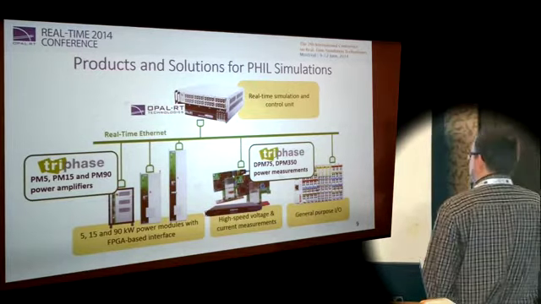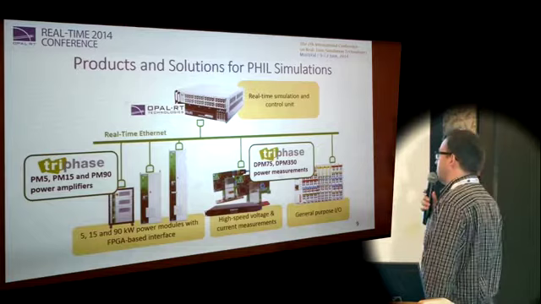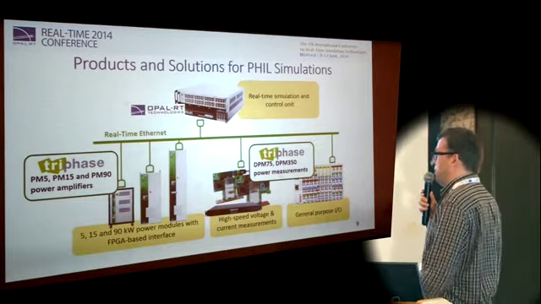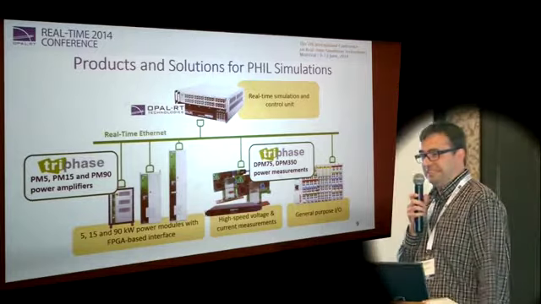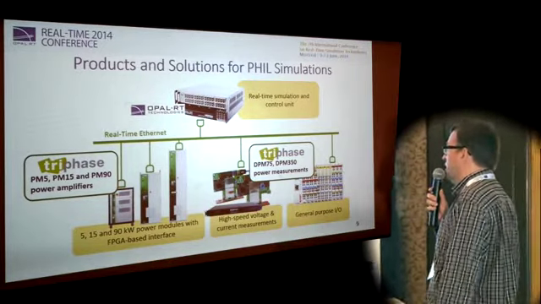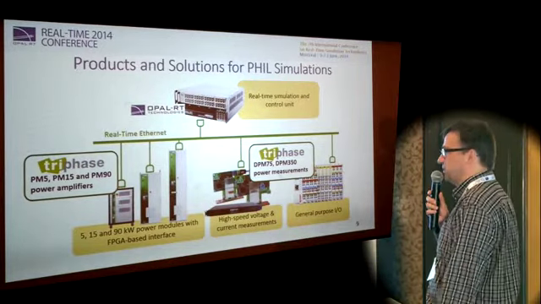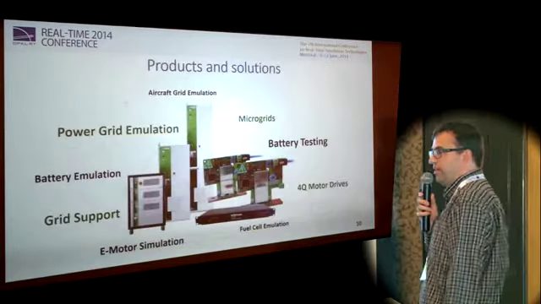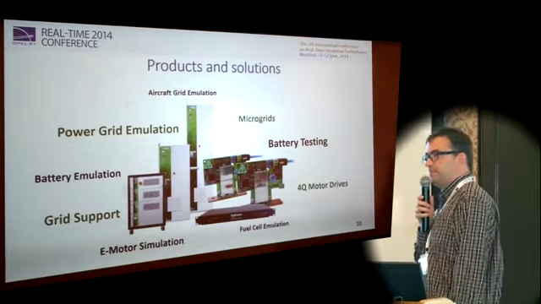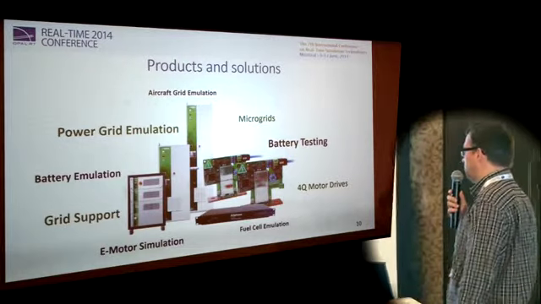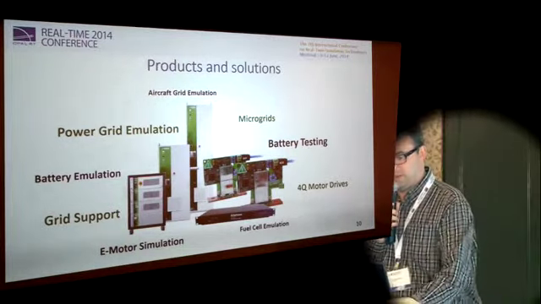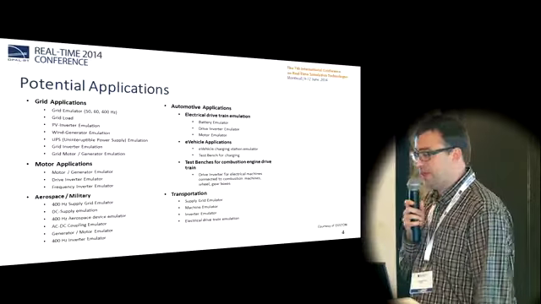What can you do with that entire system? Customers currently have used it for anything. Power grid emulation is very popular, of course. Aircraft grid emulation is a kind of power grid emulation. Currently in aircraft grids you have the 400 Hertz, but you also have the DC networks that are being considered for future aircraft. Battery testing, motor simulation, a whole range of applications.